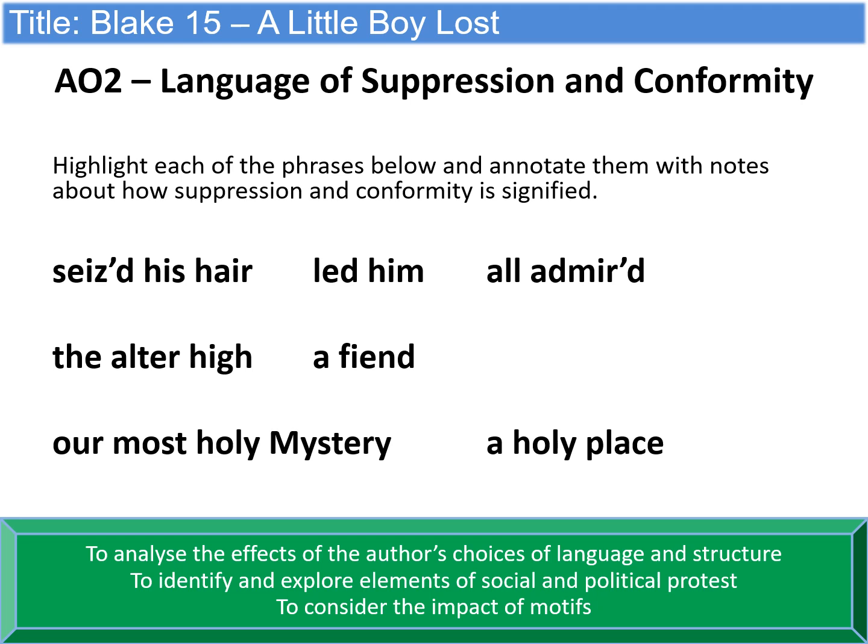I'd like us to look at language now, so it's a highlighting task. Highlight each of these phrases below and annotate them with notes about how suppression and conformity is signified. I don't know if you're doing this by yourself or with someone else in the class, but you can talk about it with someone if you like. Each of them in some way show that actually the people in Blake's world and in the world of experience are suppressed and that they are forced to conform.